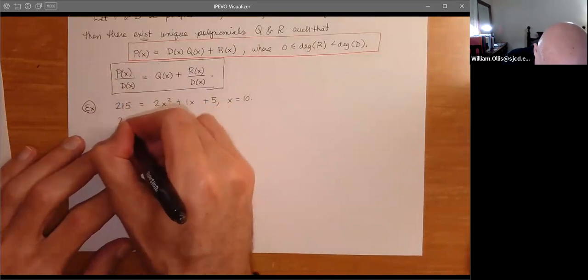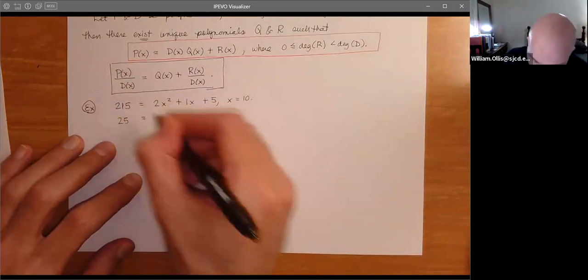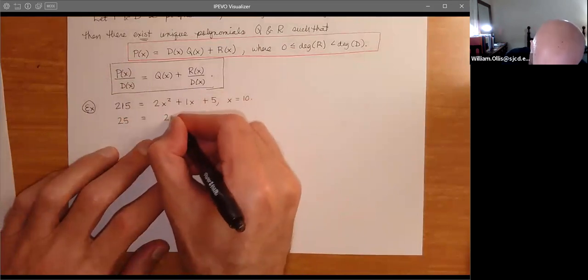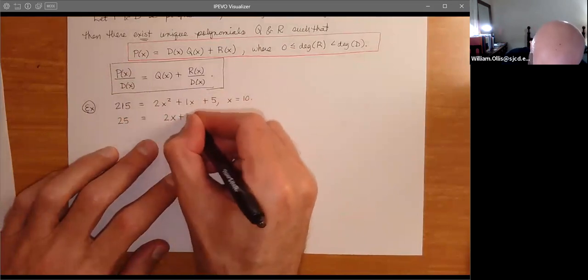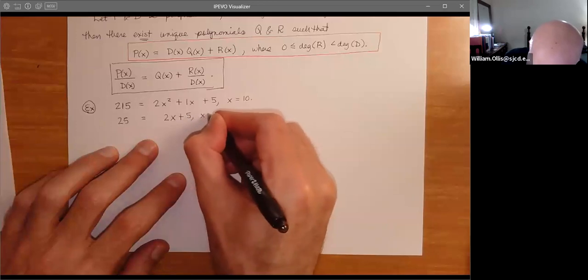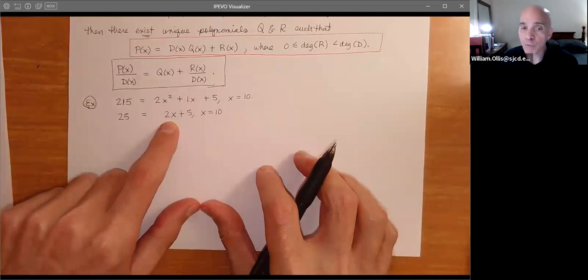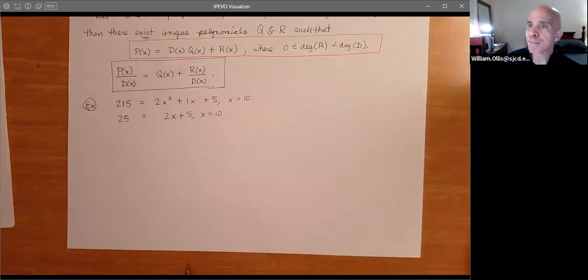Now, I'm going to pick another number, 25. And we're just going to write this as what? This will be 2 times x plus 5. Again, where x equals 10. Of course, 25 is just 20 plus 5. So the idea here is what we're trying to do is think of the numbers, these integers here, as polynomials.